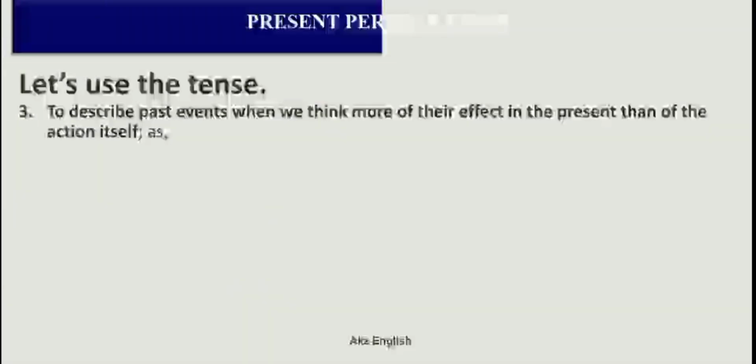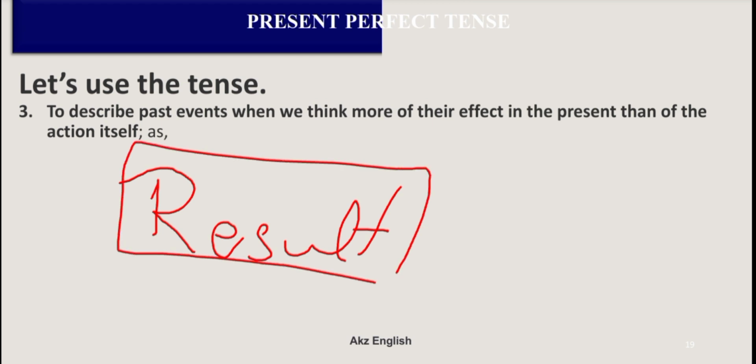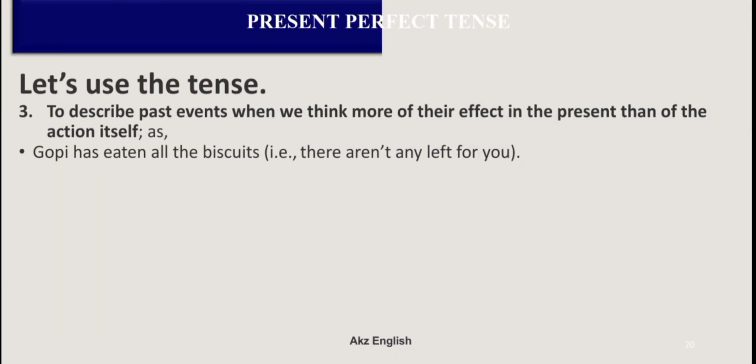The third usage of the tense is to describe a past event when we think more of its effect in the present than of the action itself. As previously I have said, the present perfect tense is used for the result. Now the third usage is about the result, the effect or the implication, rather than the action itself, which is not of importance. Example: Gopi has eaten all the biscuits.